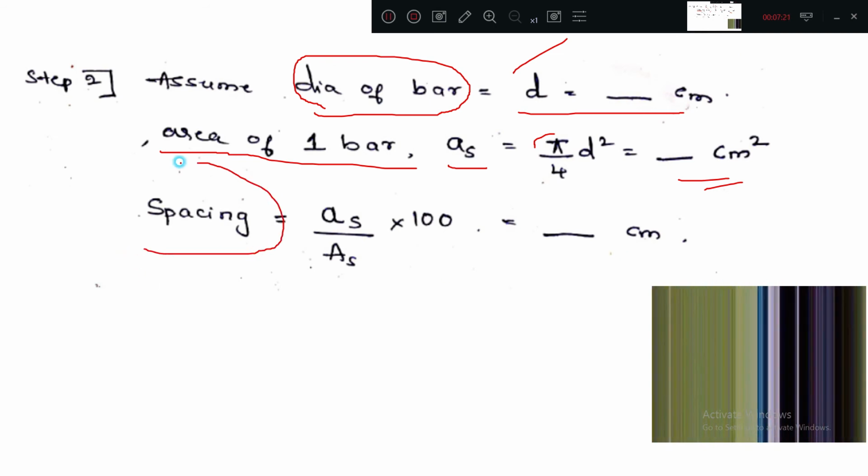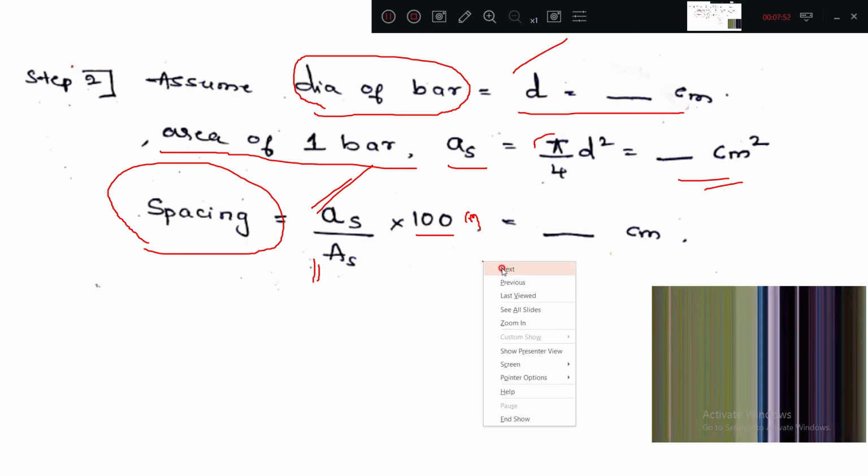Now next, spacing. Generally how you calculate in a slab: area of 1 bar divided by total area of steel, into 1000 mm for a slab, but here we are writing it in centimeter, that is why 100 centimeter. Small as by capital AS into 100 gives spacing in centimeter. Try to remember these formulas.